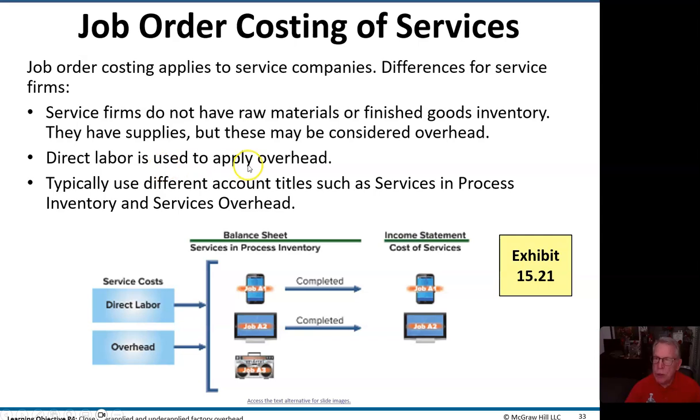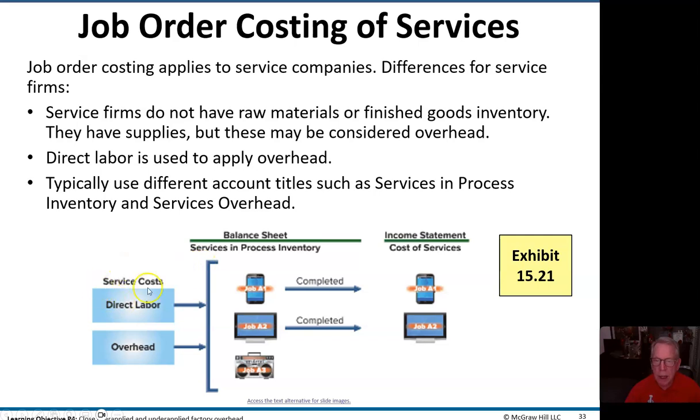All right. Job order costing of services can be used. Job order costing applies to service companies. There are differences, though, for service firms. One, service firms do not have raw materials or finished goods inventory. They have supplies, but these probably would be considered just overhead. Direct labor is used to apply the overhead, and typically we would use different account titles, such as services in process inventory and services overhead.